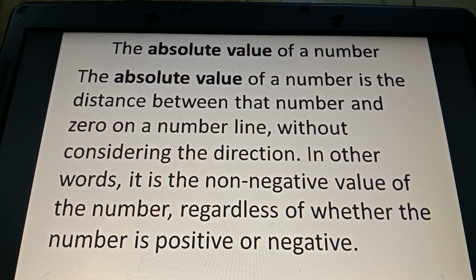What do we mean by the absolute value of a number? Because we are going to be using that term in basic operations or basic rules of operating with integers. The absolute value of a number is the distance between that number and zero on a number line, without considering the direction. In other words, it is the non-negative value of the number regardless of whether the number is positive or negative.